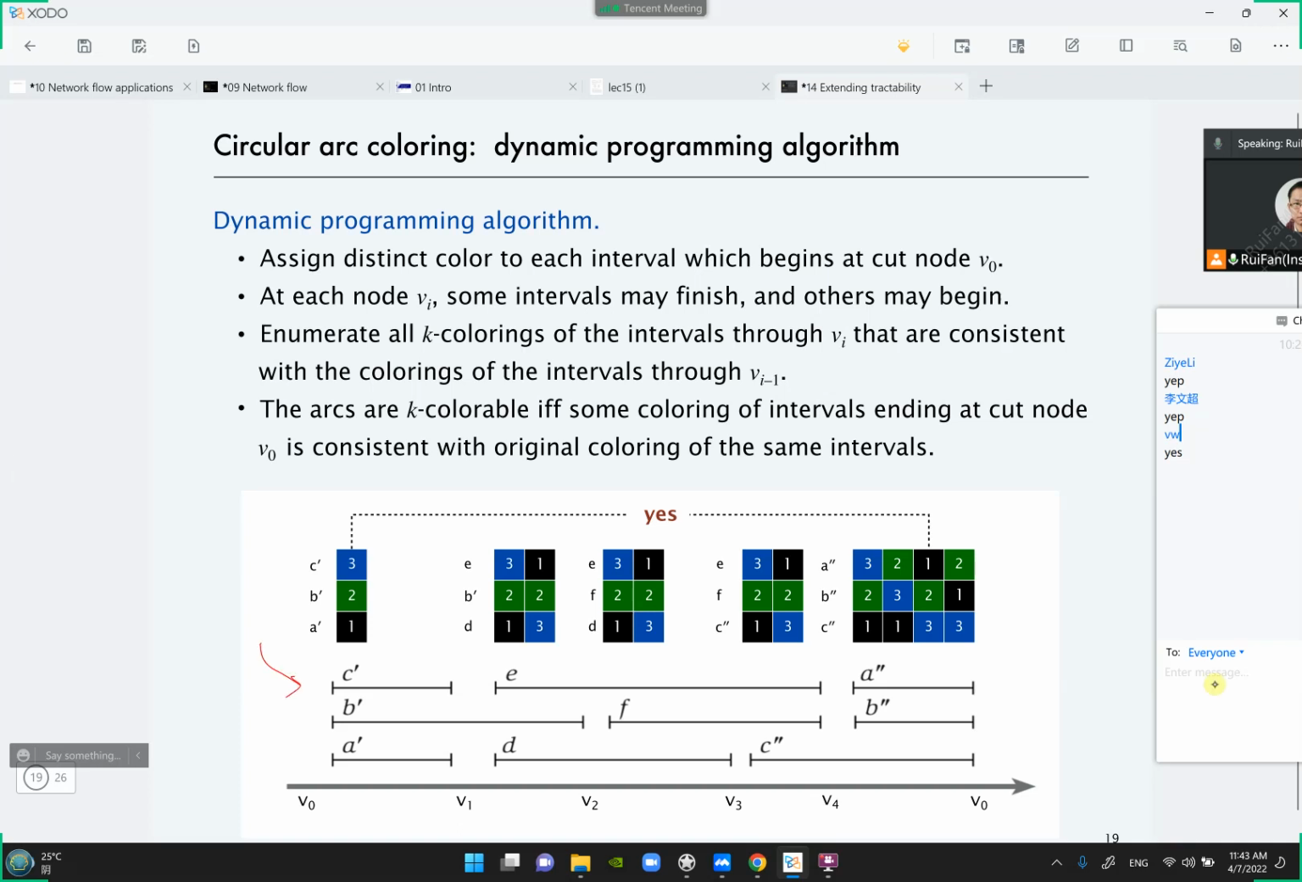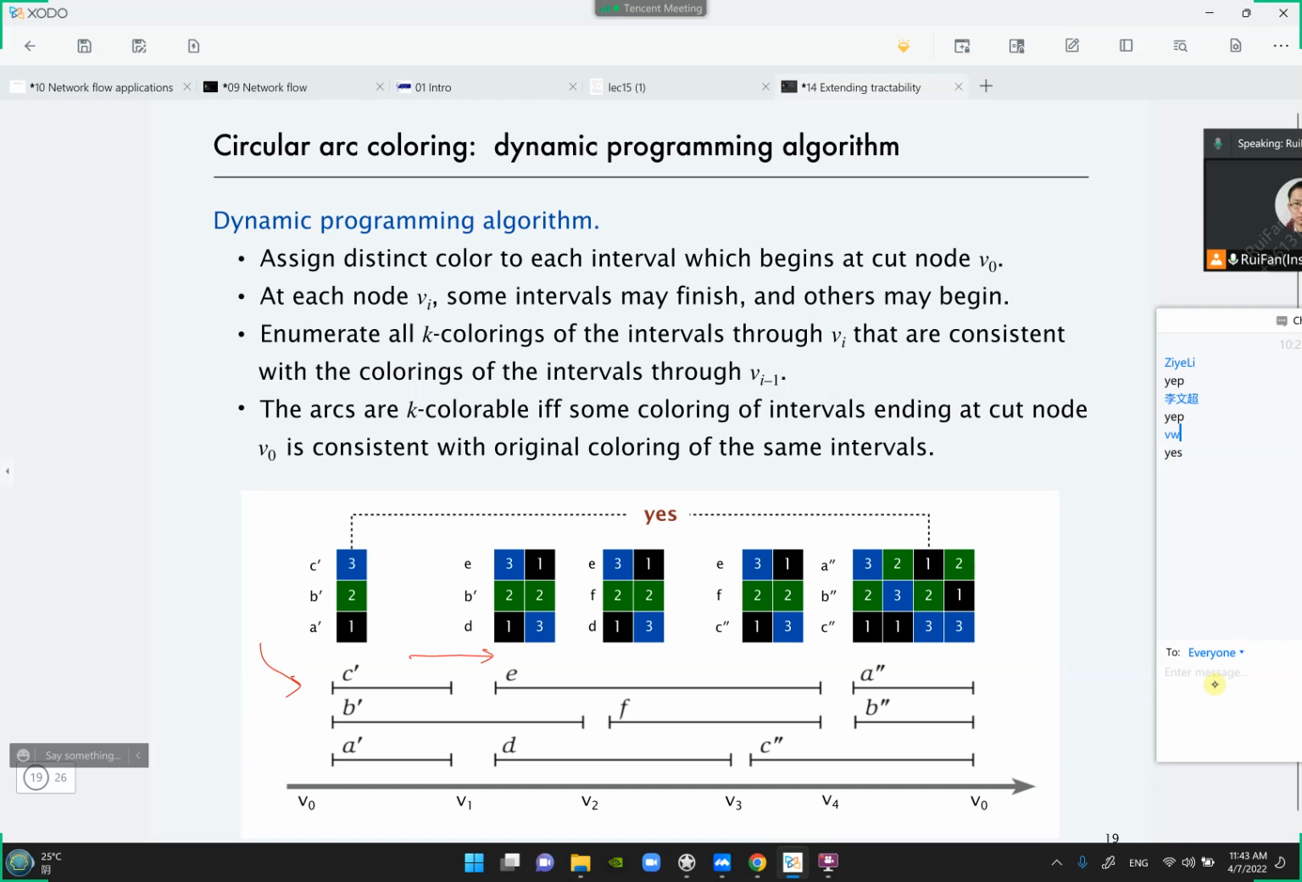In the beginning, you have three intervals, and we're trying to color them. So you can just color them arbitrarily. We have three overlapping intervals, so we need three colors. We'll just give them three arbitrary colors, call them 1, 2, 3. And now we're just going to move to the right.